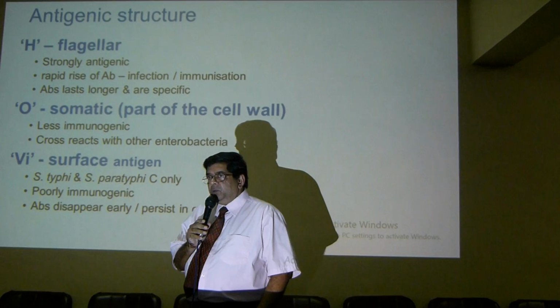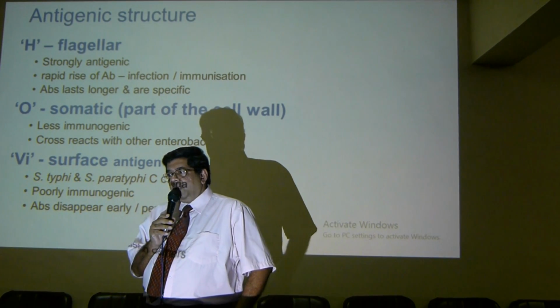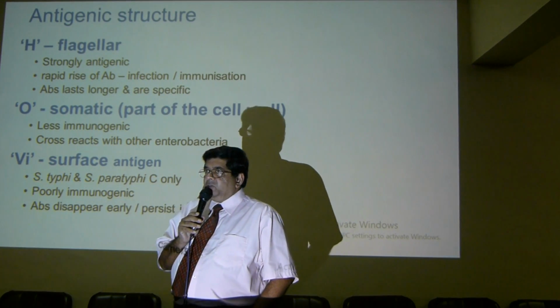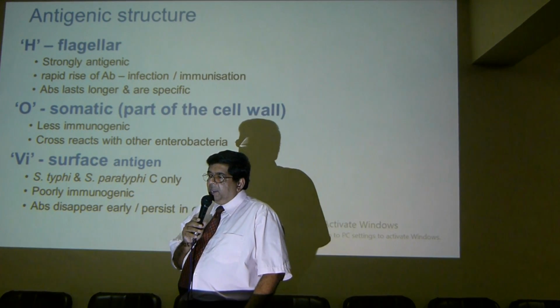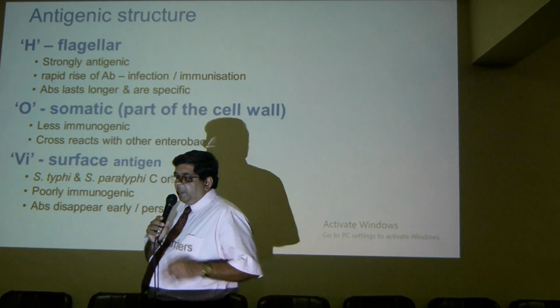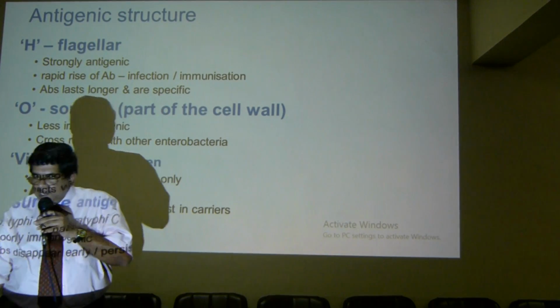Then the capsular or Vi surface antigen is present in Salmonella typhi and paratyphi C and is poorly immunogenic, and antibodies disappear very early and sometimes persist only in carriers.